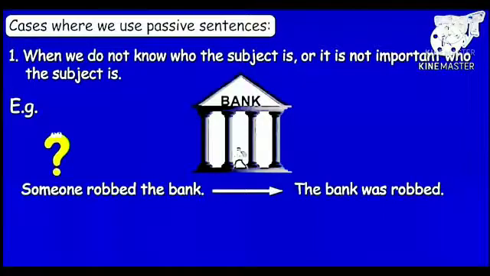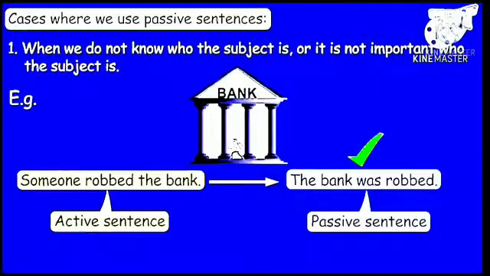Now, when we do not know who the subject is or it is not important who the subject is, example, if it is written someone robbed the bank, we do not know the subject. So, its passive voice will be the bank was robbed.